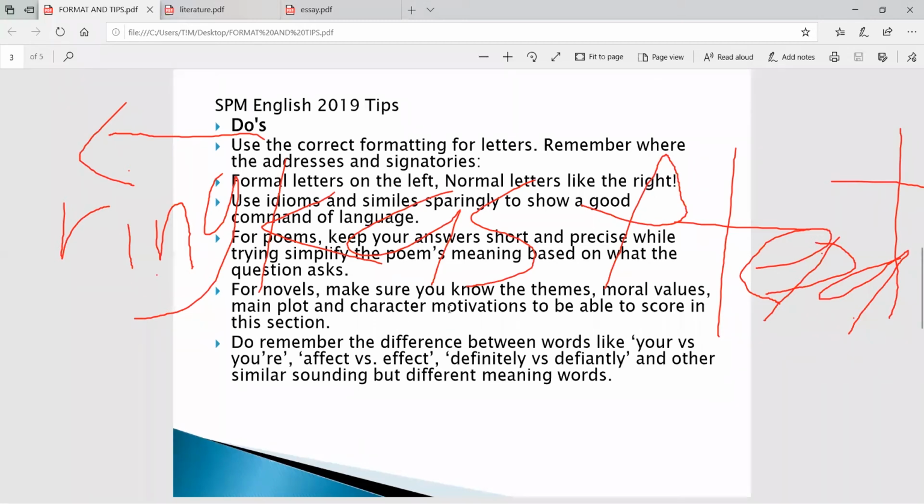Okay, main plot, character, theme, moral values, and finally, do remember the difference between words like your versus you are. Students tend to use your in the essay while writing, but you should know the meaning of your and you are. Effect versus affect, definitely versus defiantly. These have totally different meanings, right? Defiantly is something very rude or disobedient shown by a person, and there are other similar sounding but different meaning words.